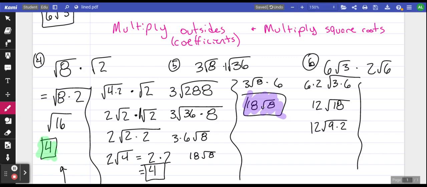And I can take that square root of 9. I have 12 still on the outside. Square root of 9 comes out to 3. Right, still the square root of 2 at the end. And then 12 times 3, I get 36 square root of 2.